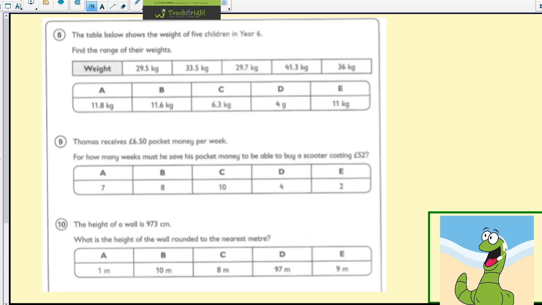Number 8, let's have a little look. The weight of 5 children is listed below. Find the range. Well, range is the biggest measurement, take away the smallest measurement. So the biggest is here, 41.3 kilograms. And then the smallest is 29.5. Yes, it is 29.5. So all we have to do is take them away from one another.